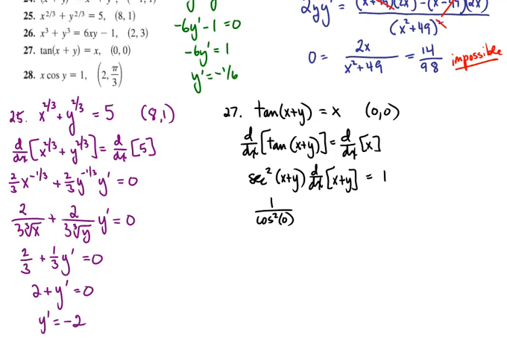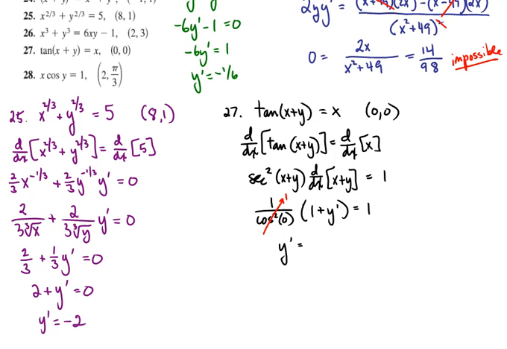Then we need to multiply that times the derivative of x plus y. The derivative of x with respect to x is 1. The derivative of y with respect to x is dy/dx, which is y prime. And that's all equal to 1. So we simply get 1 plus y prime is 1. Subtracting 1 from both sides, we get y prime is equal to 0.